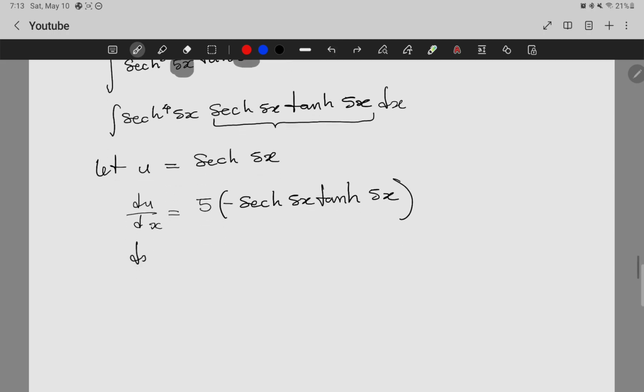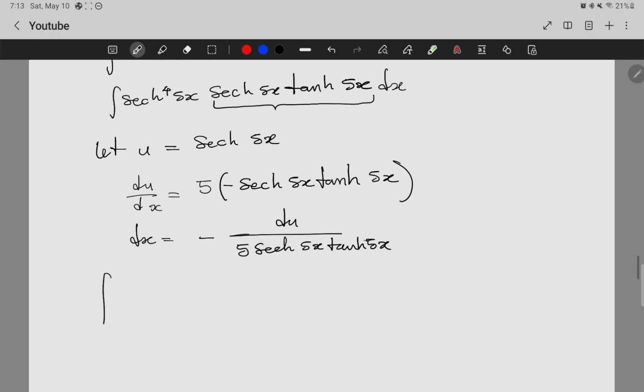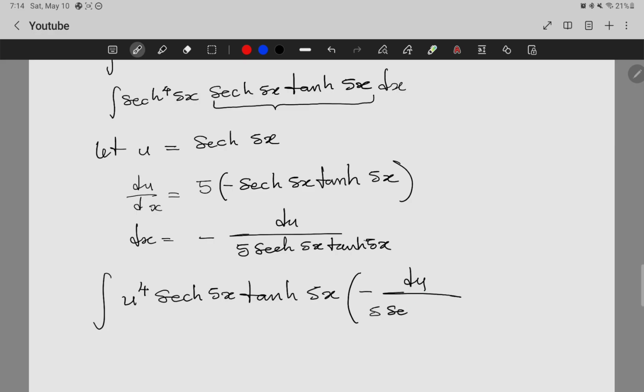From here, when we make dx the subject of the formula, we'll have negative du over 5, and then the hyperbolic function there. When we perform our substitution now, where we have sech to the power 4, we end up with u to the power 4. And then this will remain, but of course it's going to cancel right in the next step. And then where we have dx, we put what dx is, which is du over 5, this.